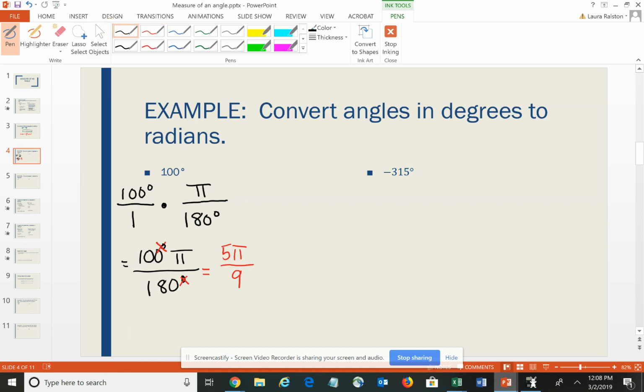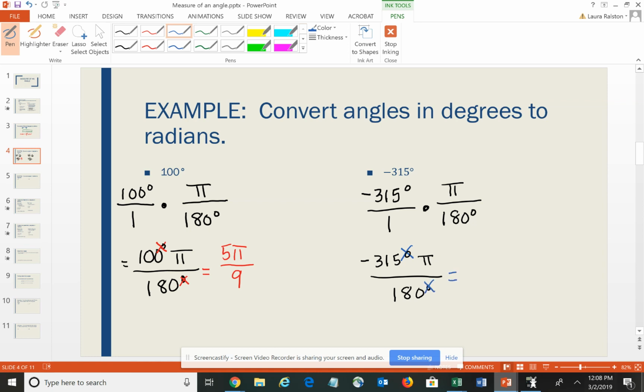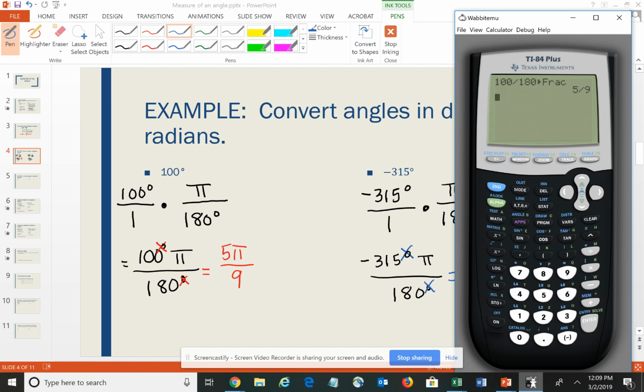All right, so looking at the second example, we have negative 315 degrees. So again, I'm going to write that as a ratio or a fraction, negative 315 degrees to 1 times our conversion ratio. And again, I need to eliminate the degrees, so it goes in the denominator and the pi goes in the top. So I have negative 315 degrees times pi over 180 degrees. And again, I see that I have degrees in the numerator and degrees in the denominator, so they will divide out. Again, I could do it in my head, but I'm going to use my calculator.